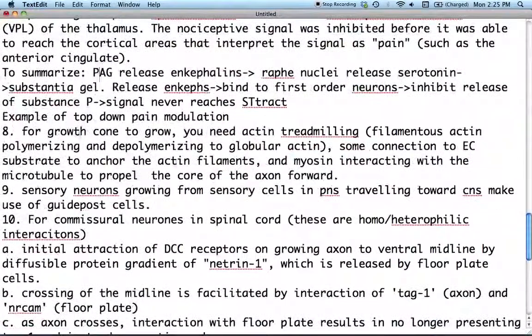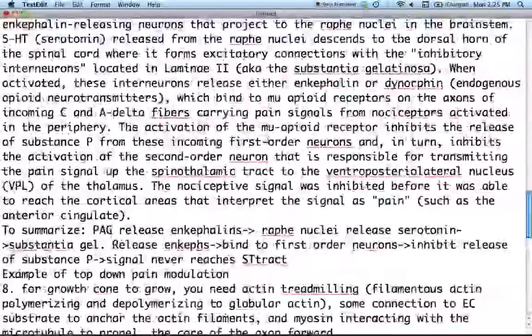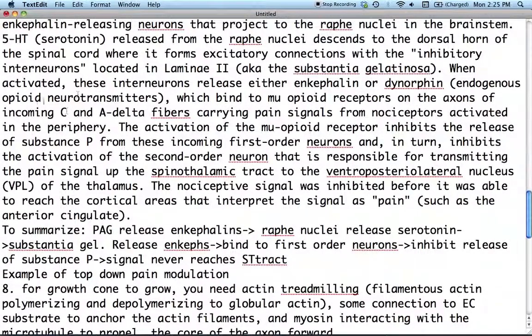Okay, then we get into axon growth cones. So what do you need for actin? Oh, maybe before I go on, incoming C and A delta fibers. That's what I missed.